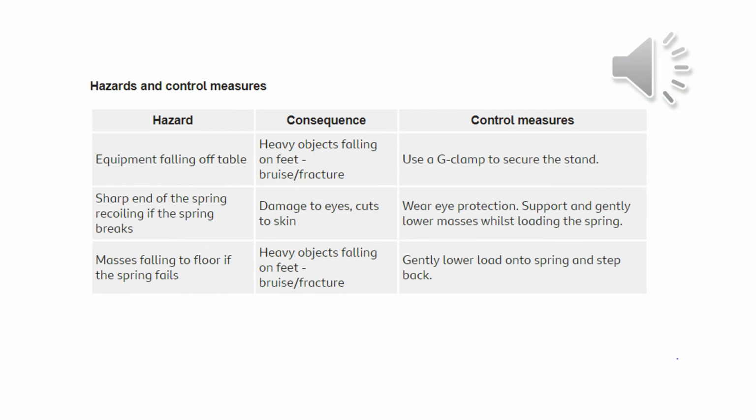So the basic hazards in this experiment are something falling over or falling onto you, anything sharp springing back or recoiling into you or your skin or your eyes. So obviously everything would need to be weighted down, and you would need to be wearing goggles. So just add any information that you've missed there.